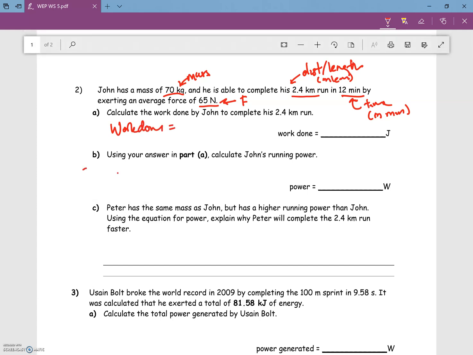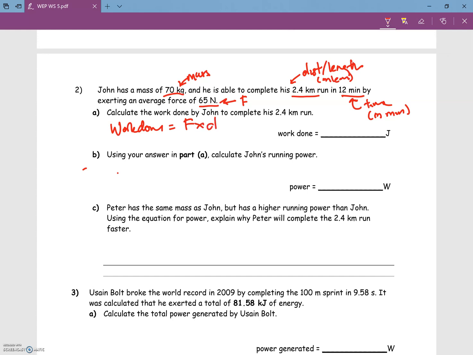Okay, work done, we know is equal to force times distance. Force is given here. Distance we have is 2.4 km. Now, do take note the distance needs to be in meters. So this will actually be 65 multiplied by 2.4 km, so it's 2.4 multiplied by 1,000, to convert km into meters. So if you take 65 multiplied by 2,400, what you're going to get is 156,000 joules. That's the work done.